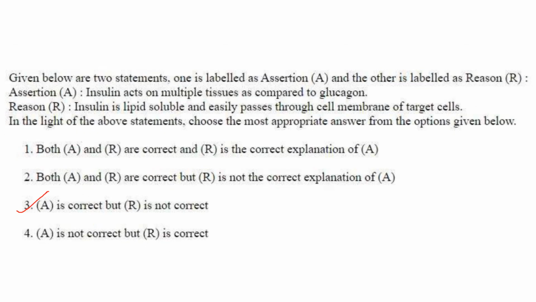Then next one, again assertion, reason. Insulin acts on multiple tissues as compared to glucagon. That's correct. It is a protein hormone. Okay, insulin is lipid soluble. No, it is a protein hormone and it is hydrophilic. It is not lipid soluble and easily passes through cell membrane of target cell. That's also not correct. It cannot pass through the cell membrane of target cell. Instead, insulin will bind to the receptors on the surface of the target cell and trigger a signaling cascade. So A is correct but R is not correct. Answer is option 3.